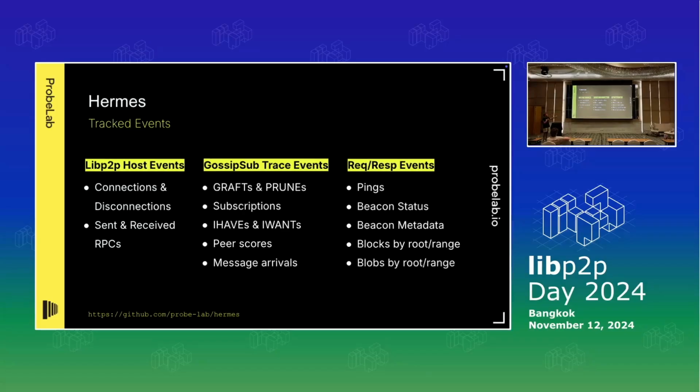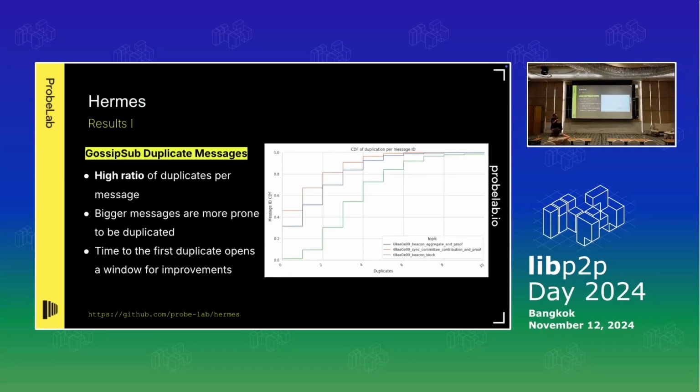And these are the events that we can trace with these Hermes instances. So first of all, regular libp2p host events. Then topic subscribe and unsubscribe events, IHAVEs, IWANTs, so general control messages, peer scores as well, and message arrival times. But also, since Hermes is implementing all the request-response protocols of these Ethereum nodes, we can also track how many of these requests are made by other peers, for example, or how many we are making to other peers. And this actually gave us quite a few nice results.